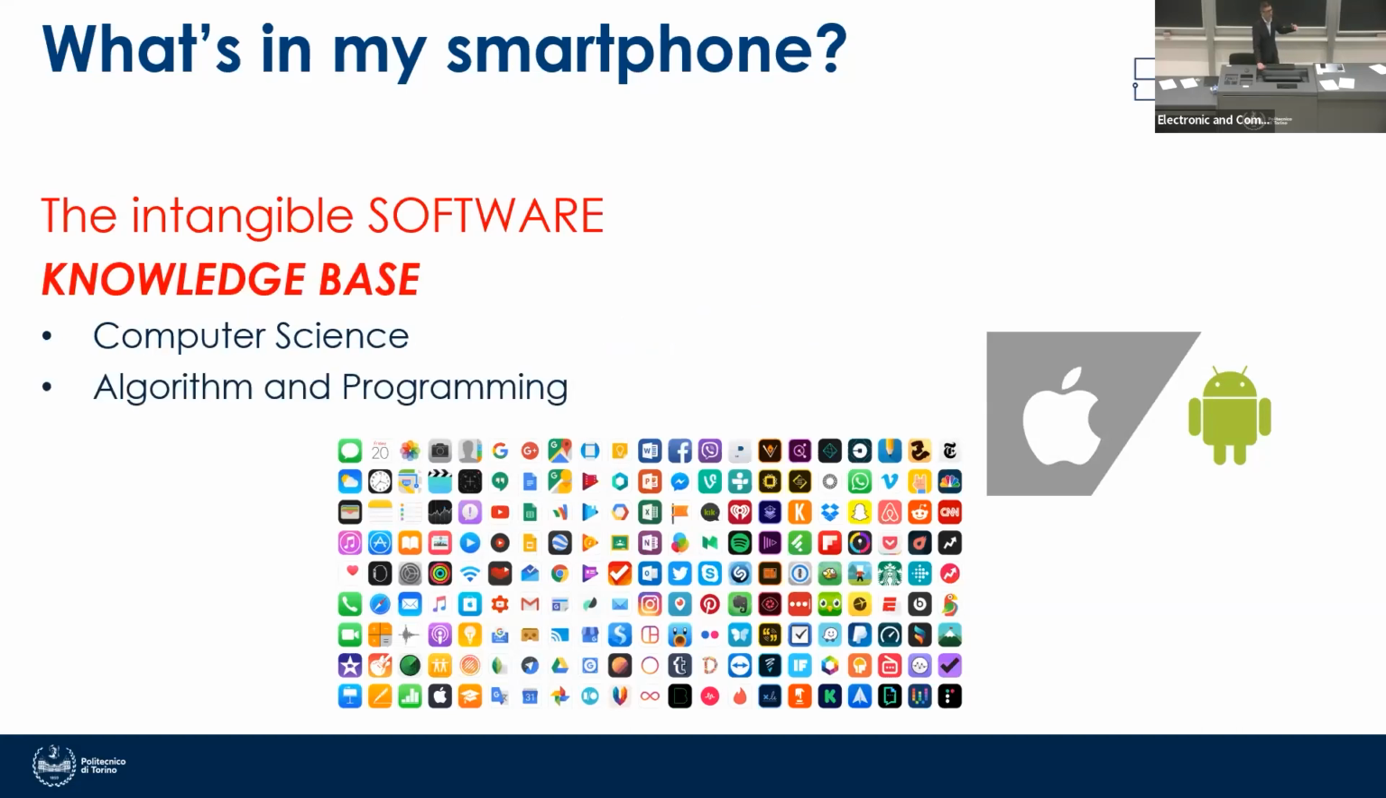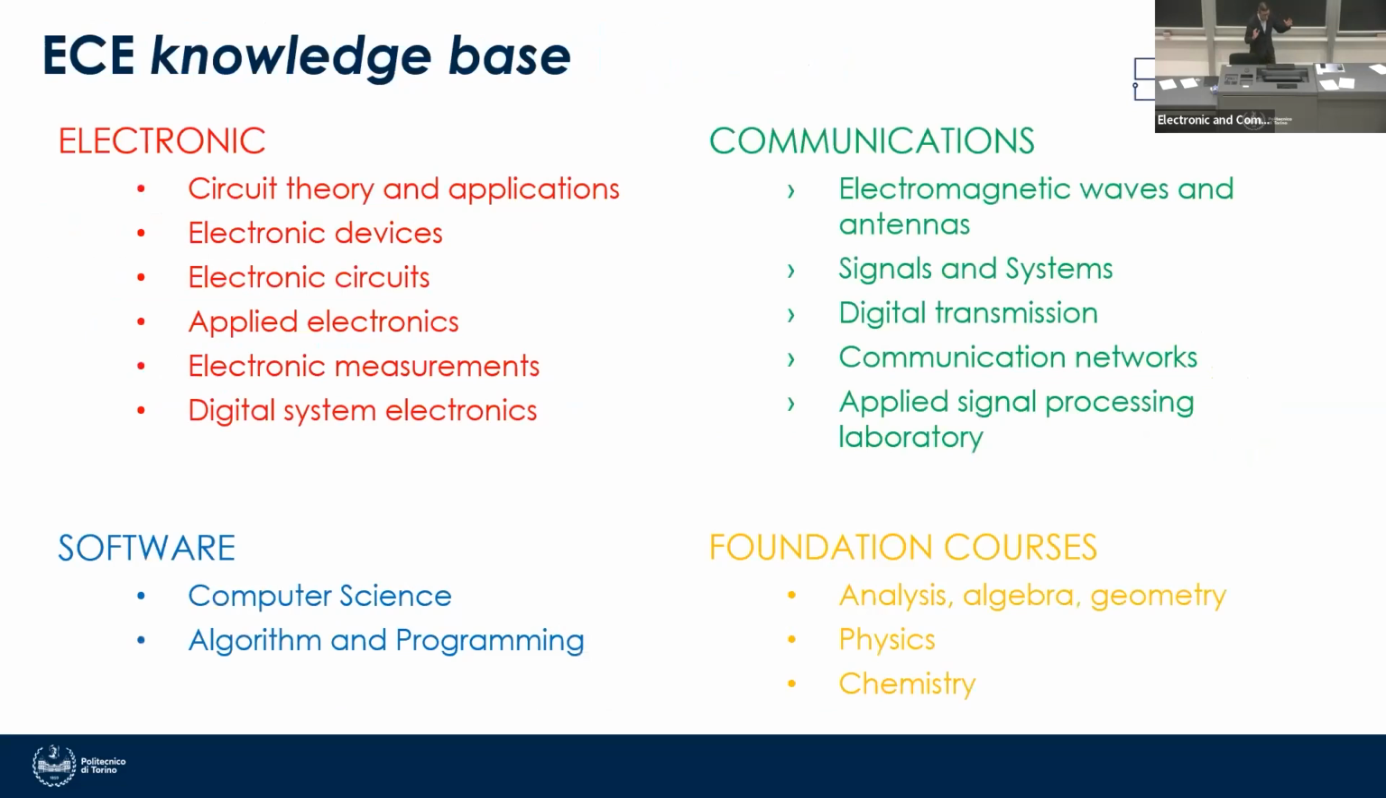And we have a computer science course, a basic course, and an advanced one in the third year, algorithm and programming. So let's put all these courses together. I colored them: red area, electronics; green, communication; blue is the software.